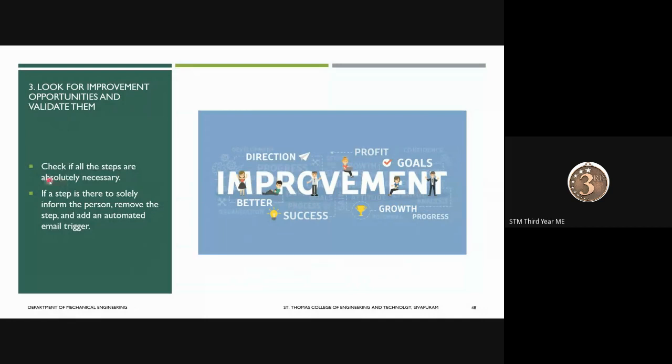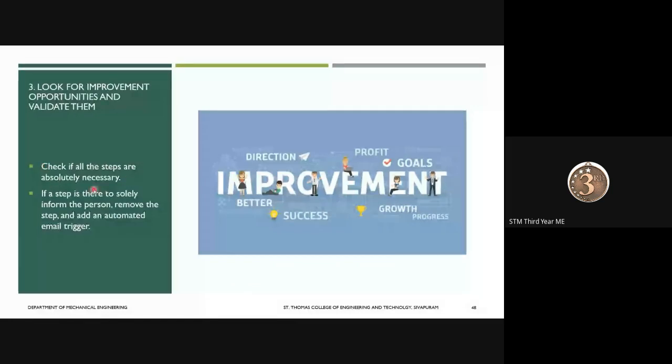So check if all the steps are absolutely necessary. We are looking if all the steps are necessary, or if we find any gap we have to eliminate it. Okay, unnecessary processes are never encouraged in a business enterprise, because they are a waste. We have already learned about waste under lean manufacturing, so it is termed as a waste, right? So that is also coming under this step, identifying the waste.